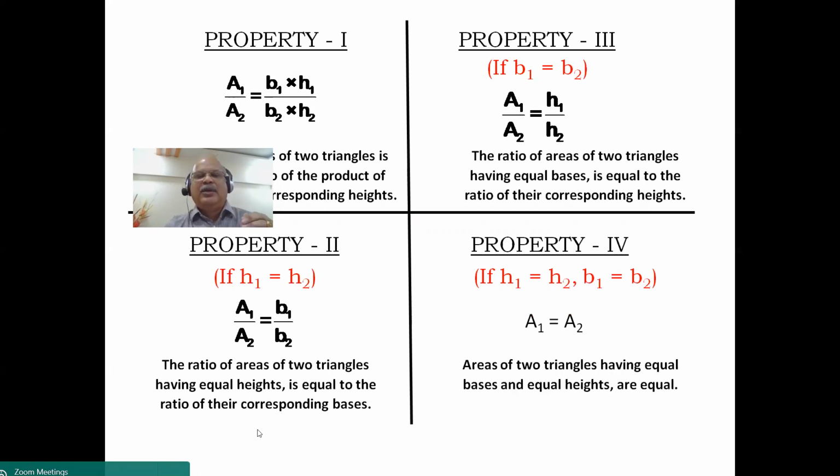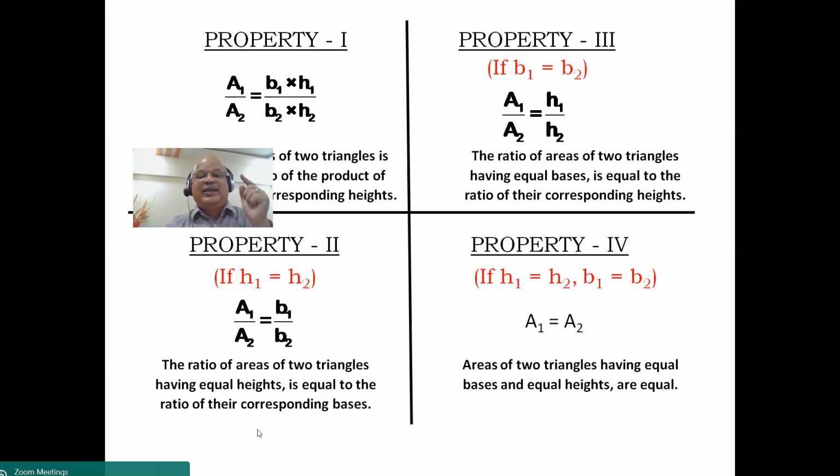In short, ratio of the areas, base into height upon base into height. Heights are equal, they vanish. What is left is the bases. If bases are equal, they vanish. What is left is the heights. And if bases and heights both are equal, they both vanish, and the area of the first triangle becomes equal to the area of the second triangle.